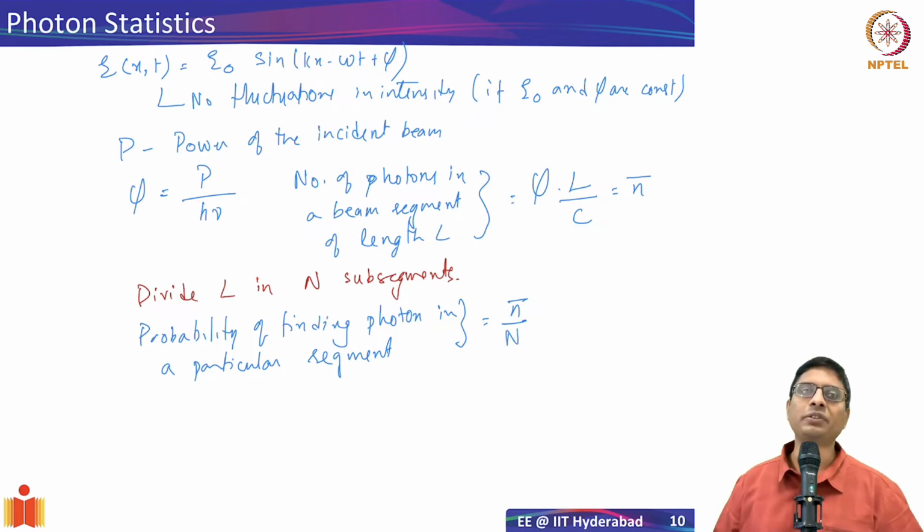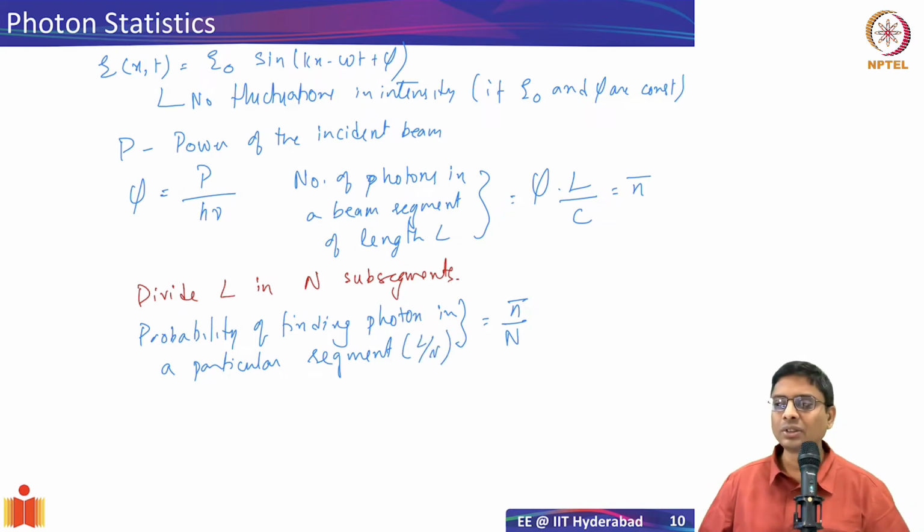That is the probability of finding it, because you cannot predict it. It's an intrinsically random process. One photon has nothing to do with the next photon. So the probability is simply the average divided by n. That's the probability of finding one in a particular segment, and the length of the segment is going to be L by n.